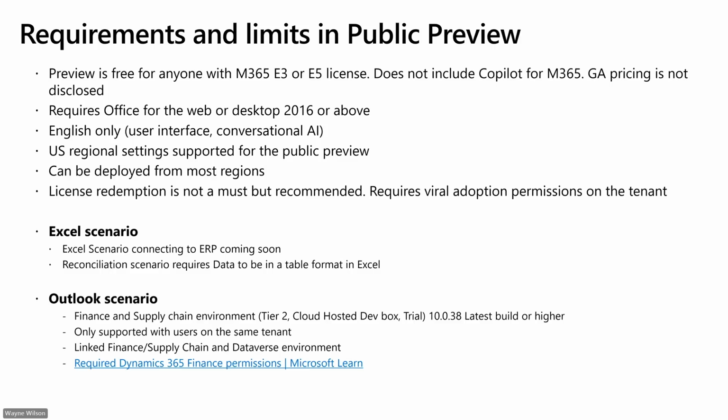Copilot for Finance requires Office for the web or desktop 2016 or above. Currently, the public preview only supports English from a user interface perspective and from a conversational AI perspective. In some scenarios, we have seen that when you receive an email, for example, in a non-English language, Copilot can still understand and summarize the email, but the summarization will be in English. As soon as we move to GA and GA plus, additional languages will be added. This also goes with the US regional settings currently supported for the public preview.